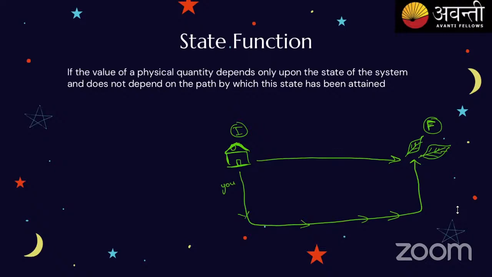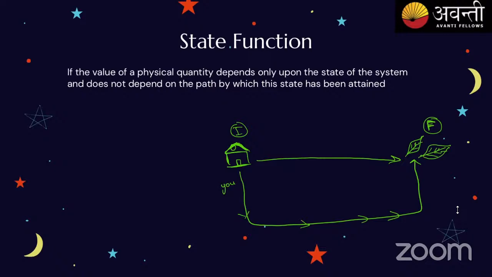What is the initial point? What is the final point? You'll not be seeing what path you are choosing here. Okay, that is nothing but a state function: if the value of a physical quantity depends only upon the state of the system and does not depend on the path by which the state has been attained.